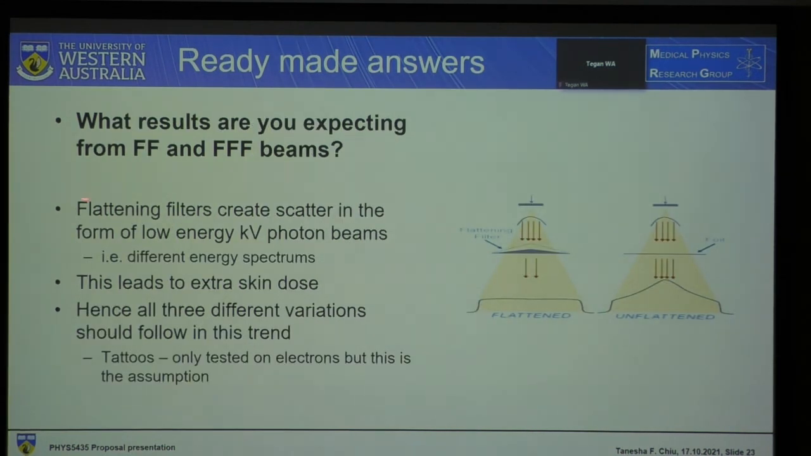What results were you expecting of FF and triple F beams? Flattening filters create scatter in the form of low energy kV photon beams. So this creates a difference in energy spectrums, and this leads to extra skin dose. So hence for all 3 different variations, we would follow this trend. And as you mentioned, without the mask, and that last point is kind of irrelevant to your question, but.